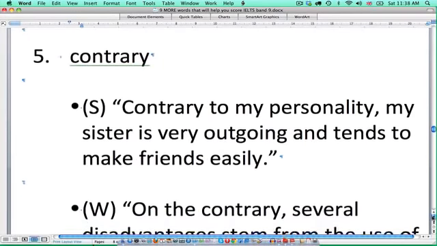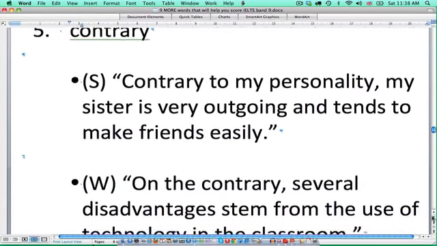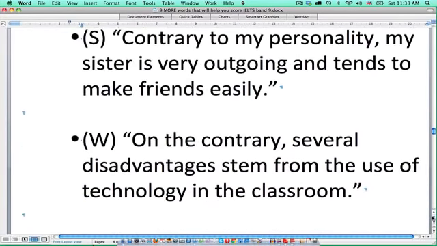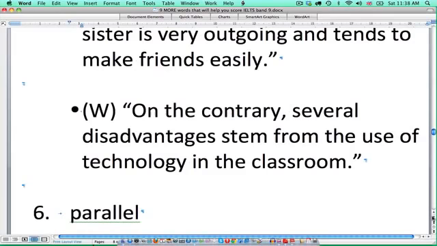We can also use contrary in our writing to turn a discussion and look at an opposite idea. On the contrary, several disadvantages stem from the use of technology in the classroom. Okay, and now this would be more of a discussion style of essay, perhaps a disadvantage type of essay. So this would be the second supporting paragraph. We're looking at the opposing ideas.